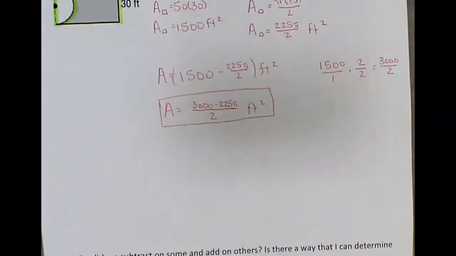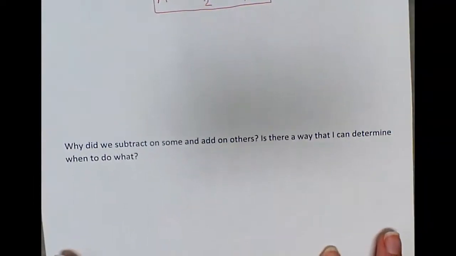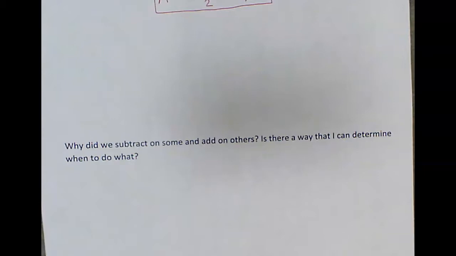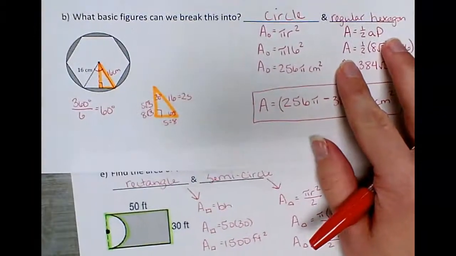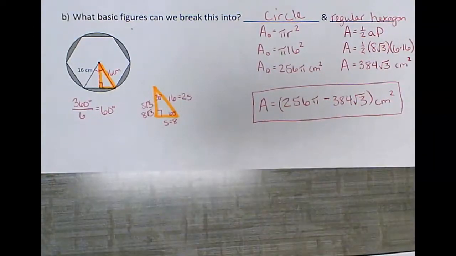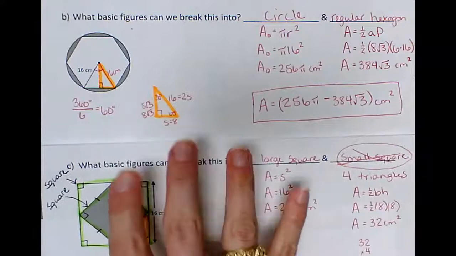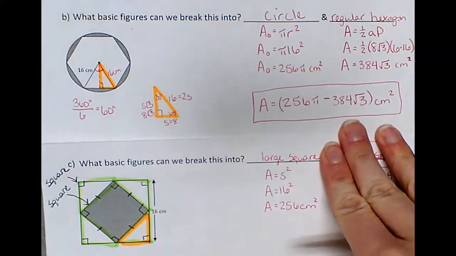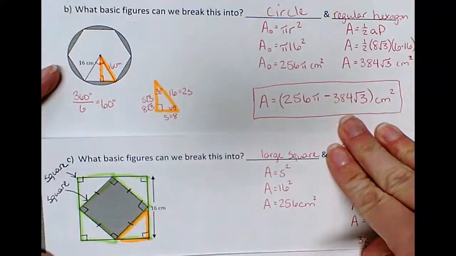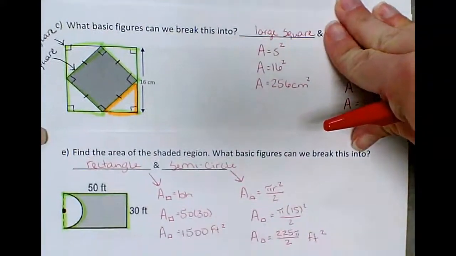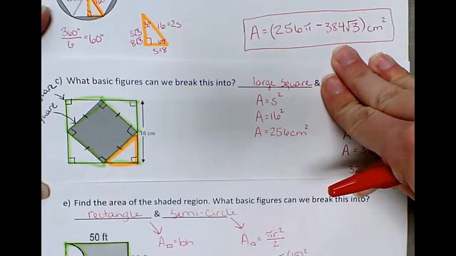So our last question today is kind of a reflection question. So why was it that we subtracted on some and added on others? Is there a way that I can determine when to do what? So why did we subtract on the ones that we subtracted? Well, we subtracted on part 1b, and we subtracted on 1c, and we also subtracted on 1e. So we subtracted on all of these. Why did we subtract instead of add?